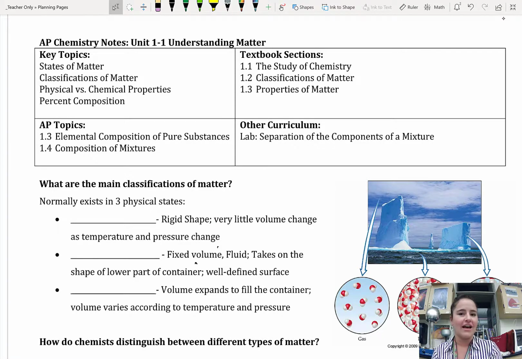In this lecture, we're going to be talking about states of matter, classifications, really working on the terminology that chemists use to define matter. We'll talk about physical and chemical properties and also percent composition. In our textbook, this is sections 1.1, 1.2, and 1.3. From the AP Chemistry curriculum based on the College Board, this lecture covers topics 1.3, elemental composition of pure substances, and 1.4, composition of mixtures. We'll also be doing a lab video that is related to this lecture.